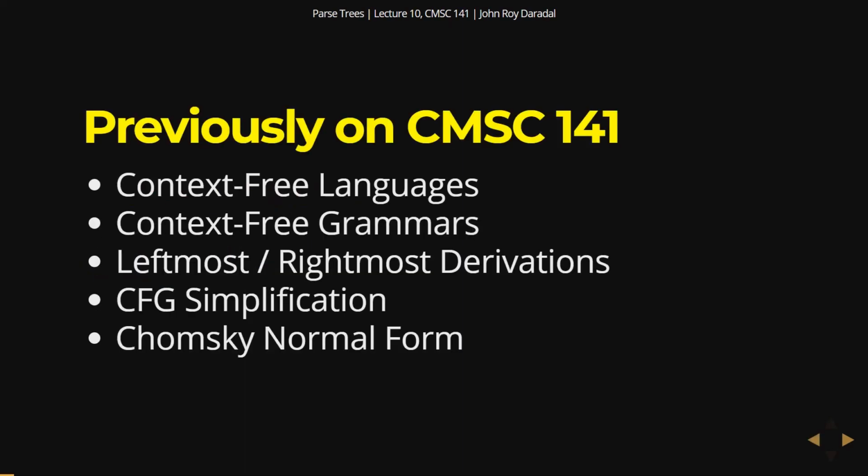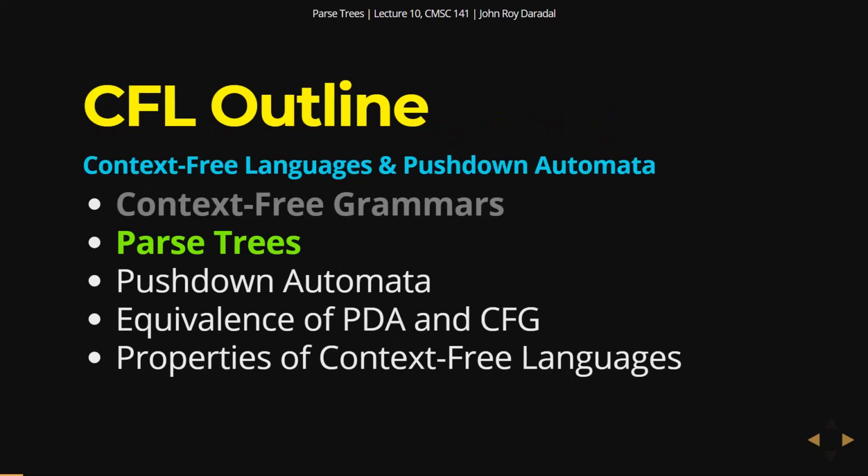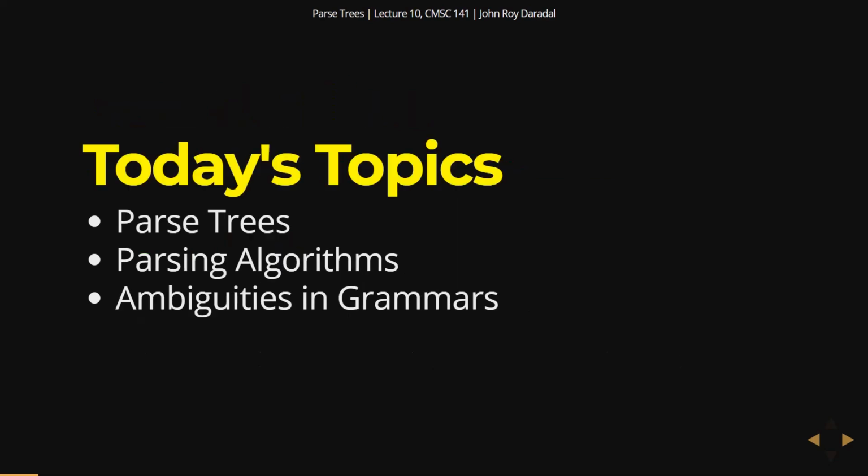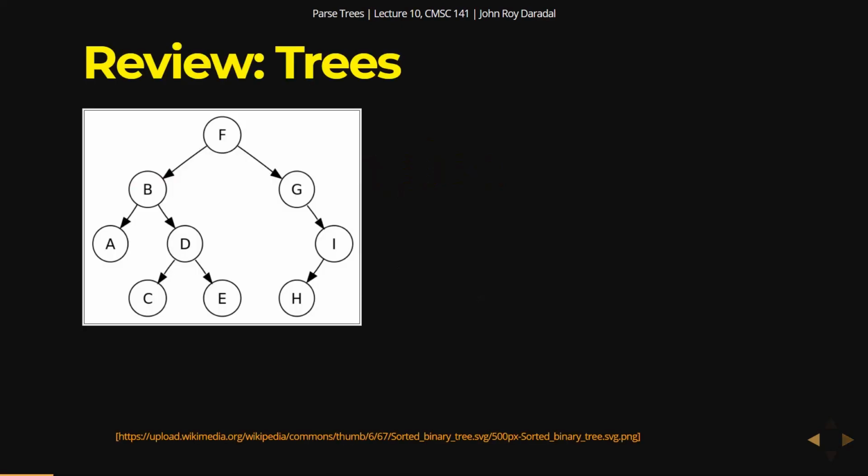Previously, we discussed context-free languages, context-free grammars, how to do leftmost and rightmost derivations, how to simplify the CFG, and how to convert them into Chomsky normal form. So we are now in our second topic, which is parse trees, and in today's video, we will discuss what parse trees are, some parsing algorithms, and how to handle ambiguities in grammars. So let's start with parse trees.